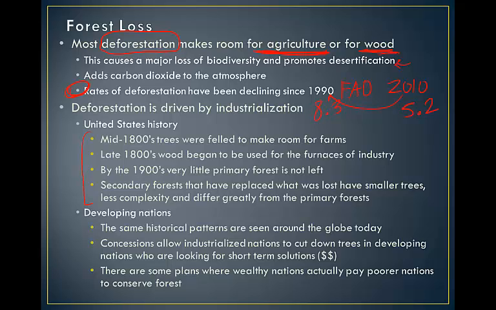Now, there's a typo in the third bullet here. We want to just cross off the word not. By the 1900s, very little of the primary or natural forest was left in the United States. By the 1900s, we had cut down almost all of the natural untouched forests.